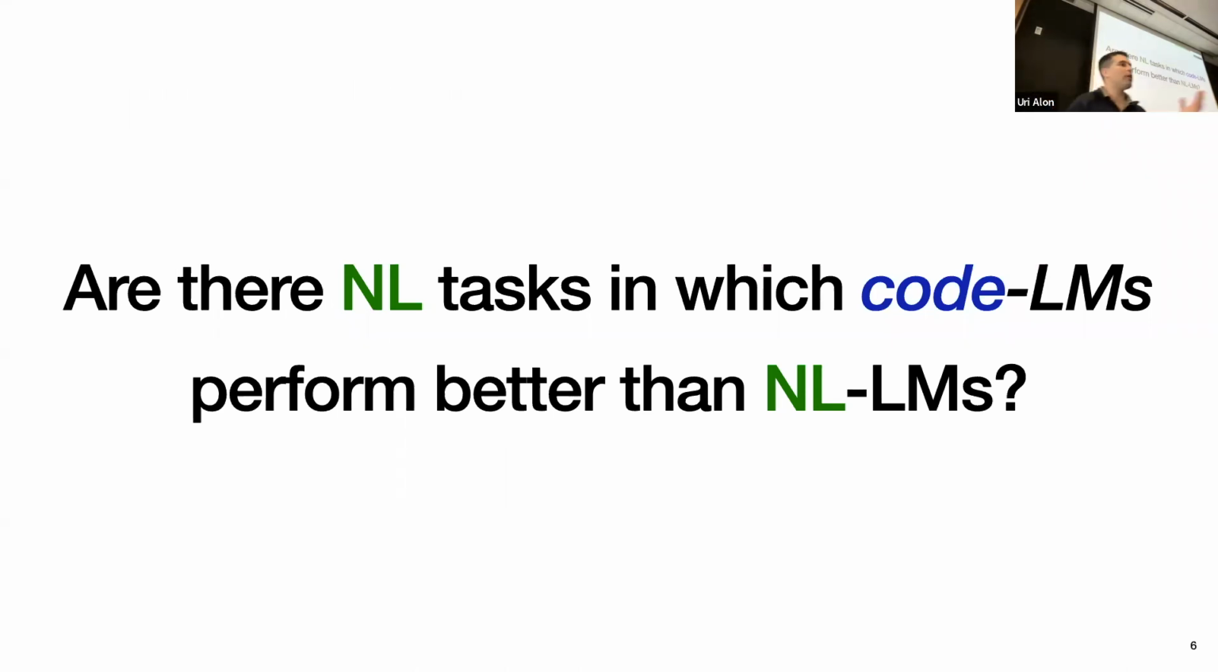And then a few months ago, Aman was wondering whether there are natural language tasks in which language models of code perform better than language models of natural language. So we want to find natural language tasks that are completely unrelated to code, but maybe the language model that was trained on code has learned some other abilities that will allow a language model of code to perform better in these natural language tasks.